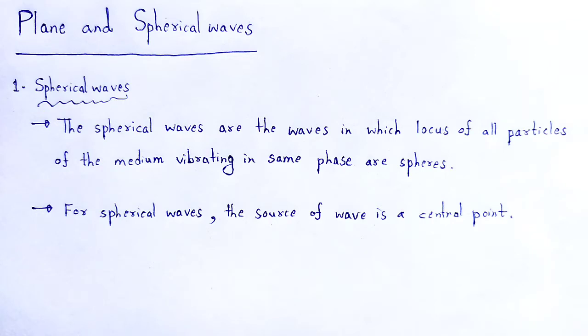In this video, we are going to discuss plane and spherical waves, longitudinal and transverse waves. Let's begin. What is a wave? A wave is a disturbance which propagates energy and momentum from one place to another without the transport of matter. There are various types of waves, but here we classify the waves as plane and spherical waves, longitudinal and transverse waves. First we discuss what are plane and spherical waves.